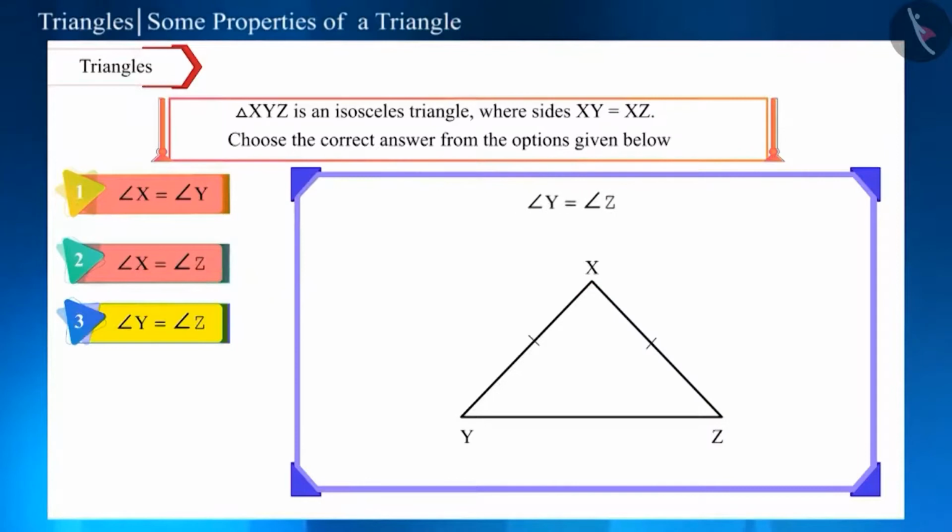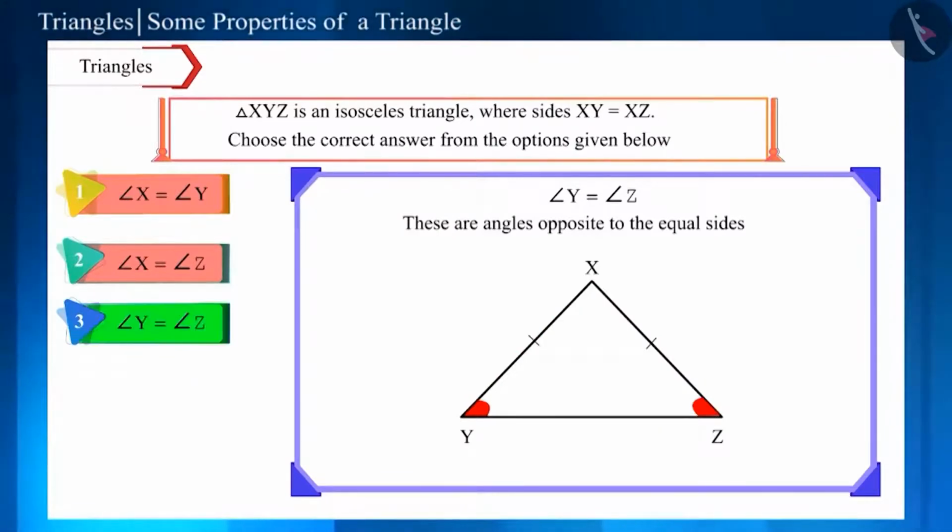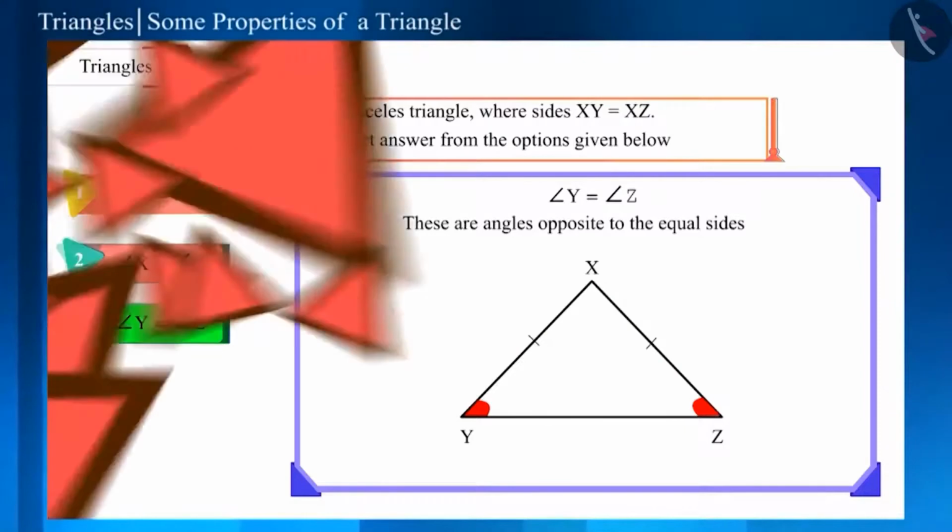Look at the third option, which is the last option. Angles Y and Z are angles opposite to the equal sides. Therefore, these angles will be equal. So, this option is correct. Let's look at a similar question.